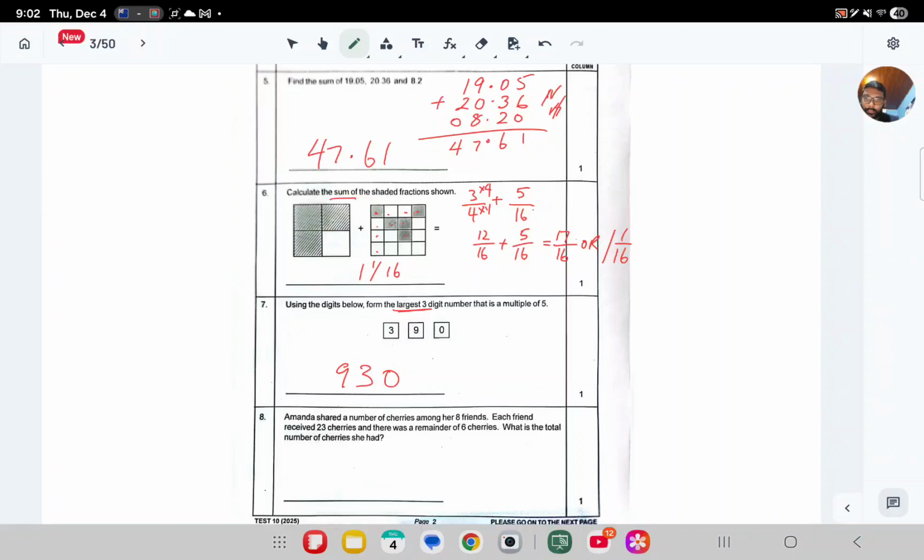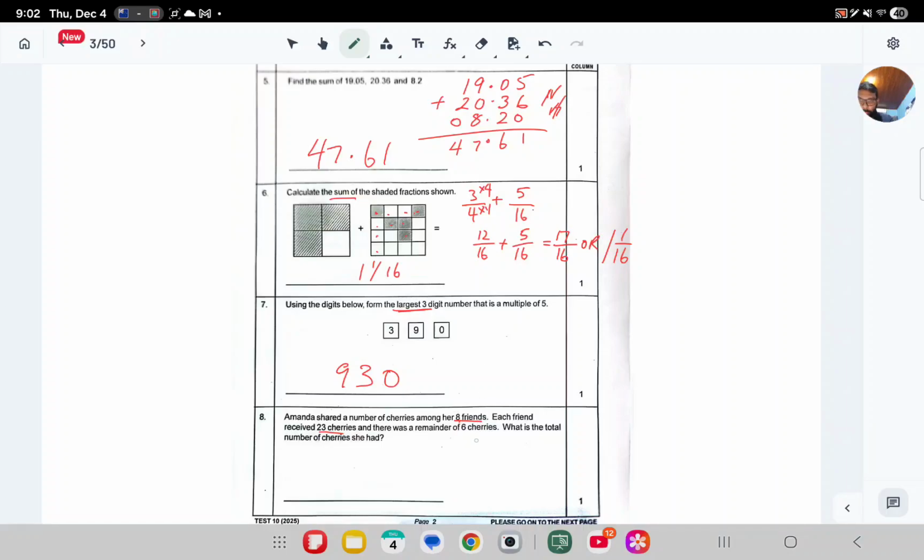Number 8, Amanda shared a number of cherries among her 8 friends. Each friend received 23 cherries, and there was a remainder of 6. What is the total number of cherries she had? So the setting now is 8 friends, each received that. So we know the divisor, we know the quotient, and we know the remainder. Now we need to find the dividend, which is the total that was shared.